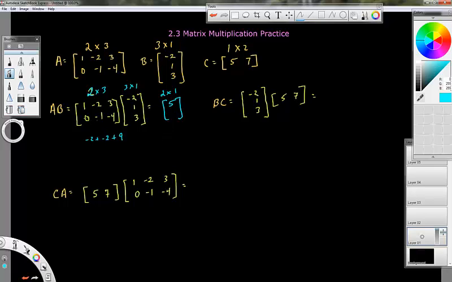And then you do the bottom row times this column, which would be 0 times negative 2, which is 0. Negative 1 times 1 would be negative 1. And negative 4 times 3 is negative 12. We would add those left to right, of course, and that would be negative 13.